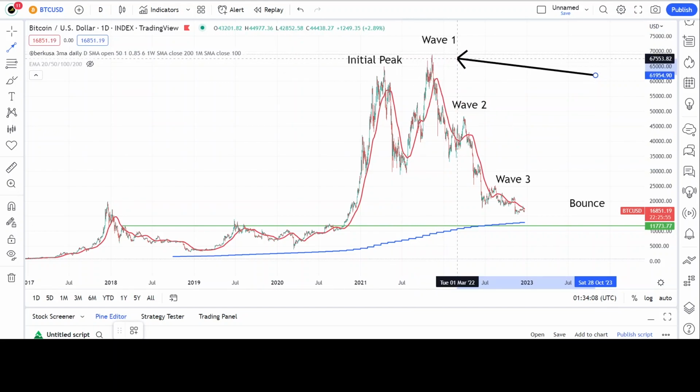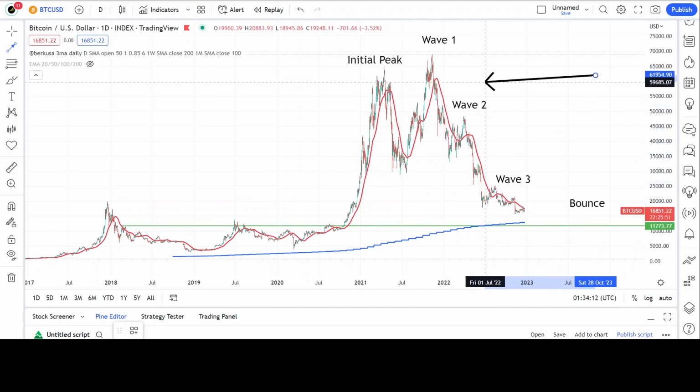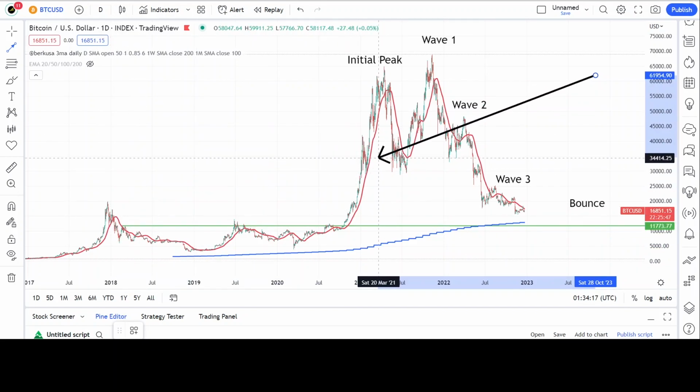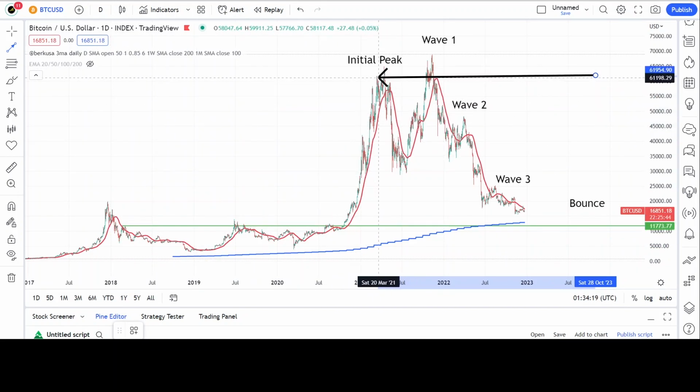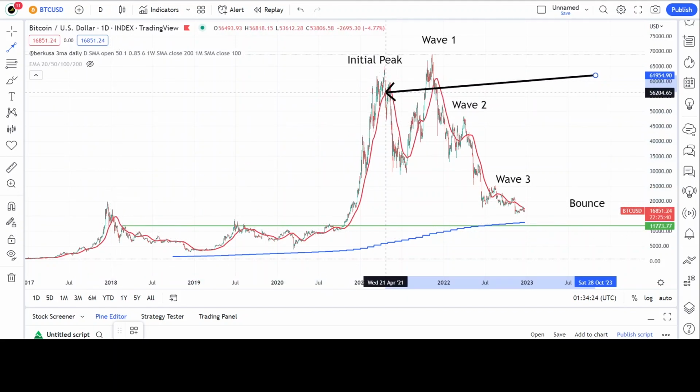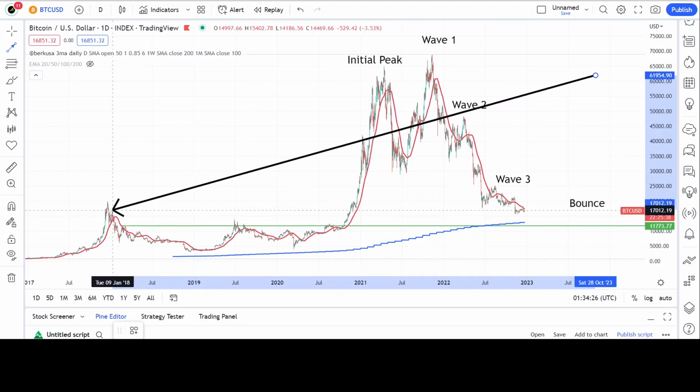Let's go back a little further. So here is a declining structure on Bitcoin. Here is another declining structure on Bitcoin. So you have the initial peak right here, just like you have the initial peak right here. Now this one is shorter than this one that took place in the decline of 2018.